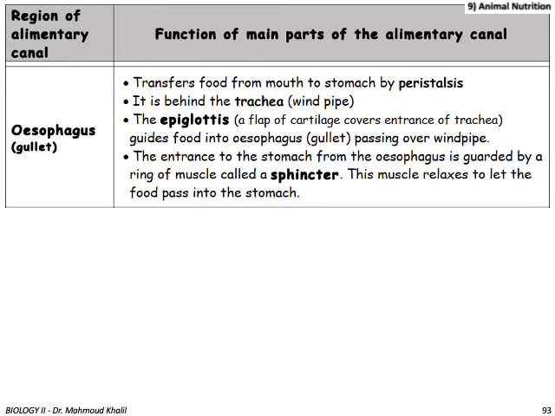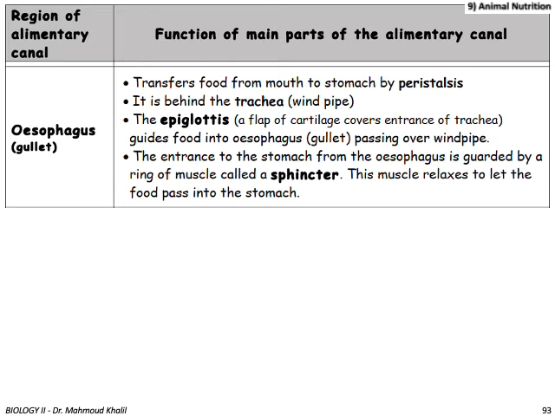The esophagus, or gullet, only functions to transfer the food from the mouth to the stomach by a process called peristalsis. It is behind the trachea, which is the windpipe. There is an epiglottis, a flap of cartilage that covers the entrance of the trachea, which prevents food from entering the windpipe. It guides the food into the esophagus by passing over the windpipe.